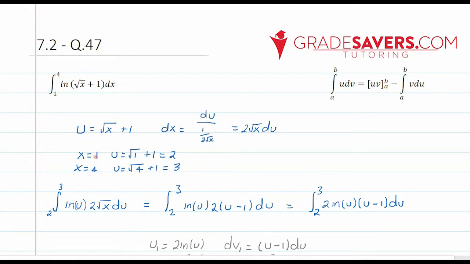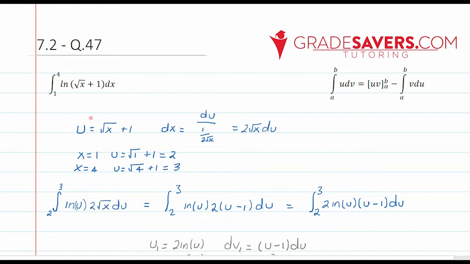So when x is equal to 1, u is simply equal to 2. And when x is equal to 4, u is equal to 3. So now our bounds change from 1 to 4 to be 2 to 3, and we can begin our substitutions. Ln of root x plus 1 becomes ln of u, and dx is replaced with 2 root x du. Once we get to this step, we see we have a bit of an issue. We still have a root x here.